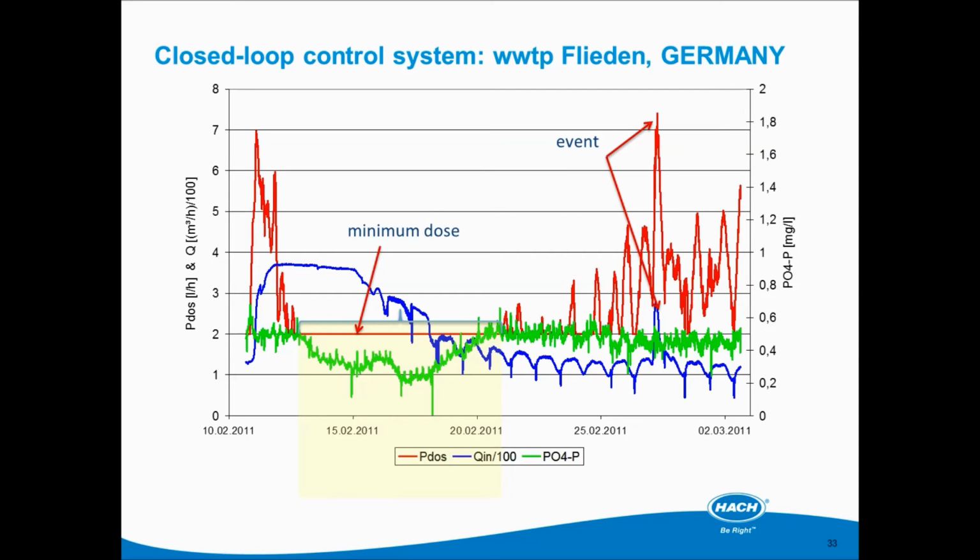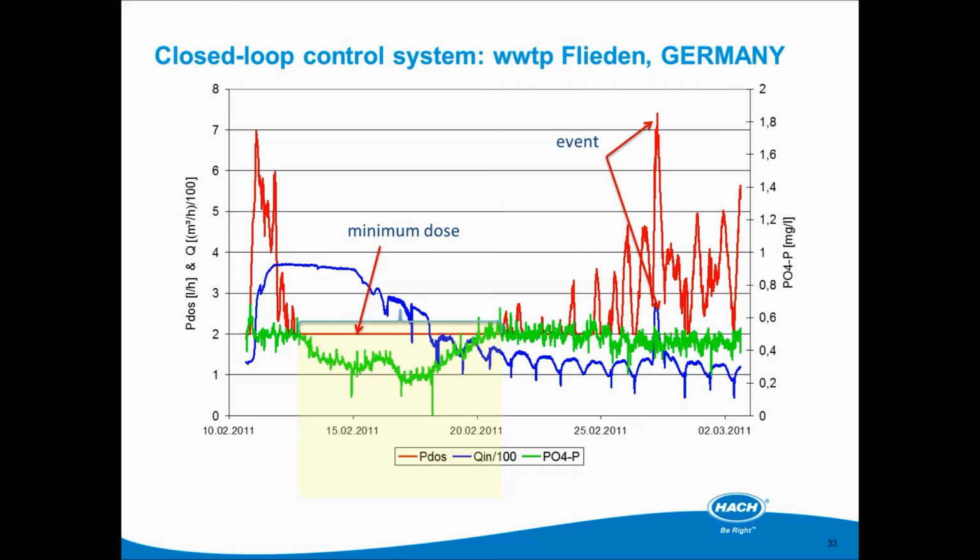The graph here shows how the PRTC responded to different conditions. The blue line is inlet flow, and the red line the dose of ferric chloride. The green is the phosphorus concentration in the outlet. The left-hand side of the graph shows a large storm event where the flow is preceded by an increase in phosphorus, as we've seen earlier.